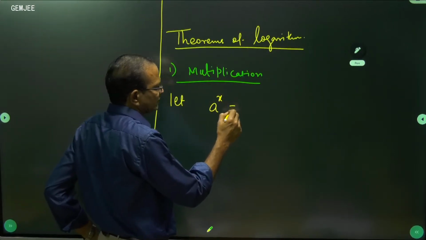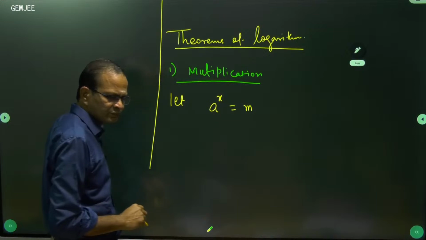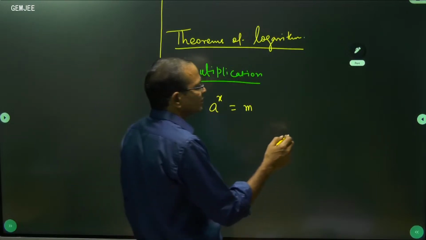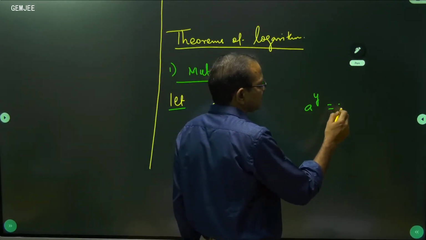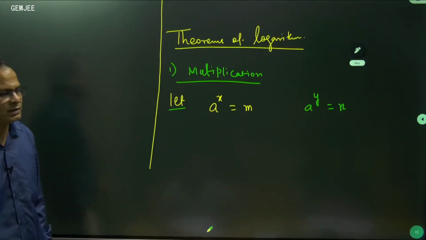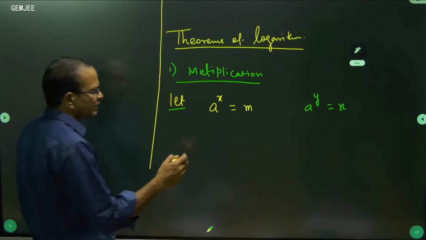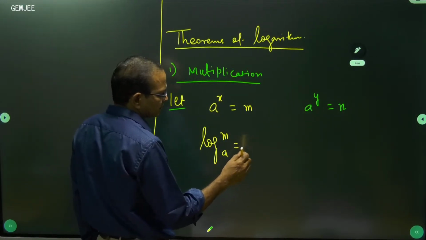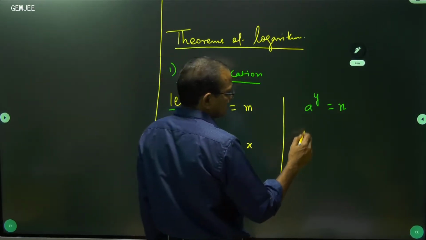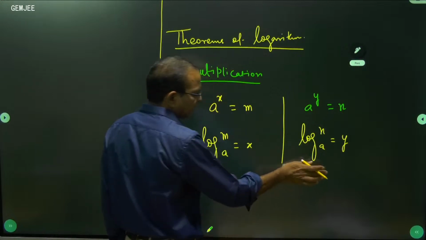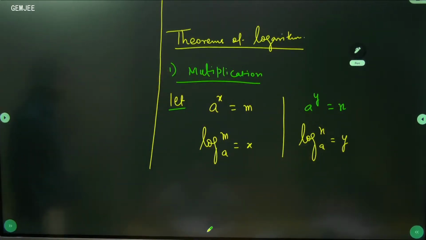a power x equal to m, you agree with me? Just take let a power y equal to n. Is it fine? Clear now. Write the log of this. Log of m to the base a equal to x. Log of n to the base a equal to y. I don't think any of you have got any doubt in this. Everyone understands clearly, right?